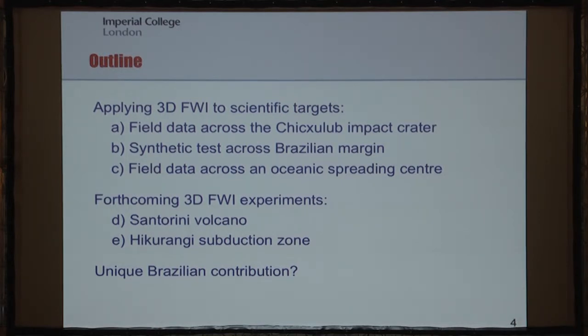So I'll start by looking at field data across the Chicxulub impact crater. So the Chicxulub impact crater is a big buried impact crater in Mexico.